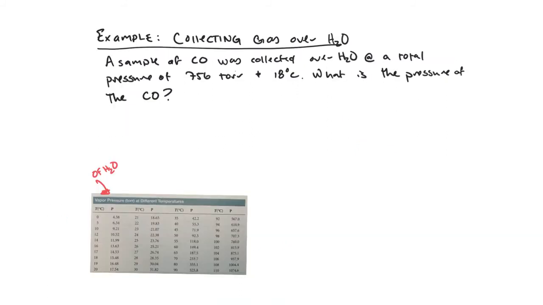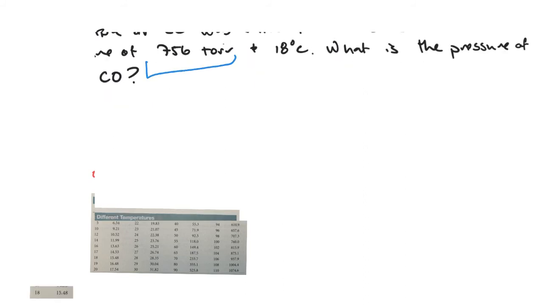Okay, another thing about gas mixtures that we need to think about is the idea of collecting a gas by bubbling it through water. If I collect a gas by bubbling it through water, or any other liquid, it's actually a really good way to get a sample of a gas that doesn't have any air in it. But we have to think about something else. So let's say that I'm collecting a sample of carbon monoxide by collecting it over water. So I'm bubbling it through water and collecting it, and the total pressure inside the container is 756 torr at 18 degrees Celsius.